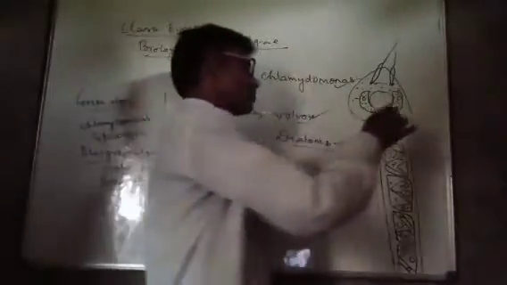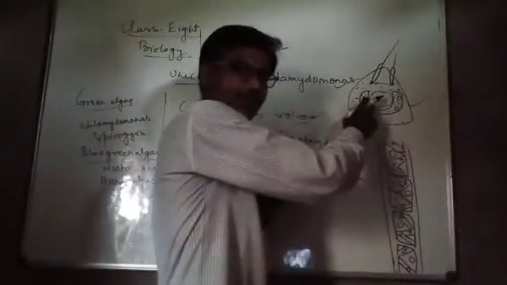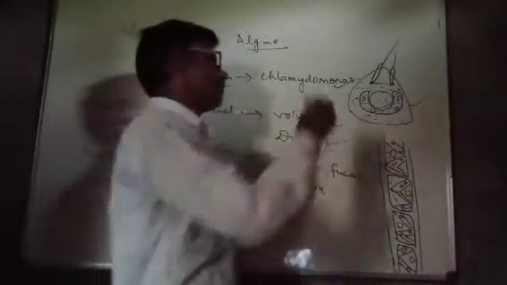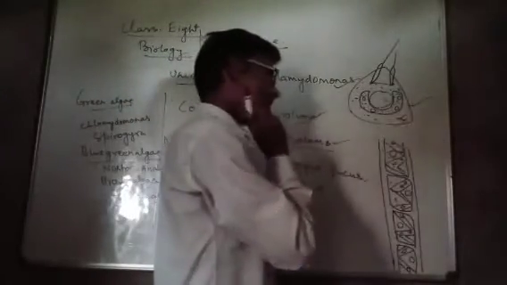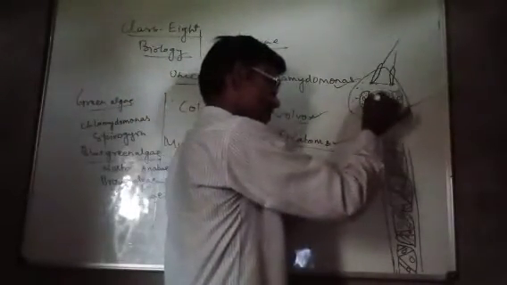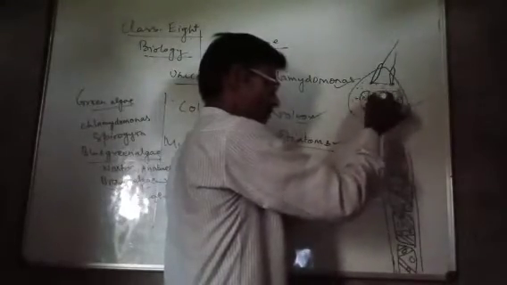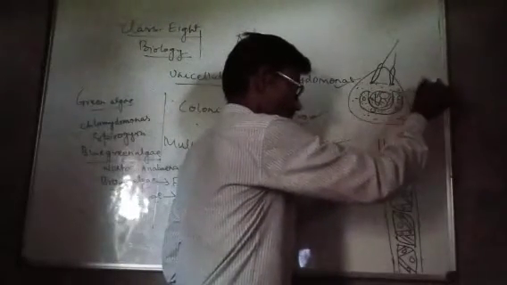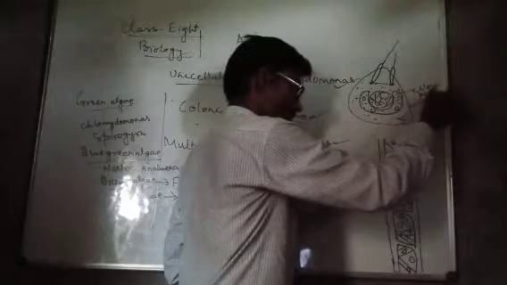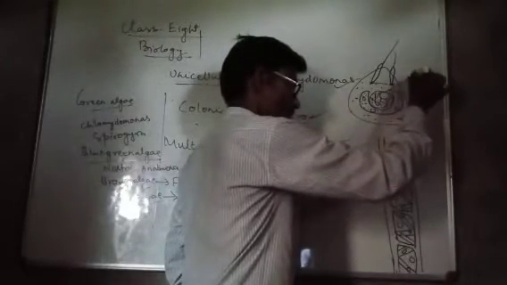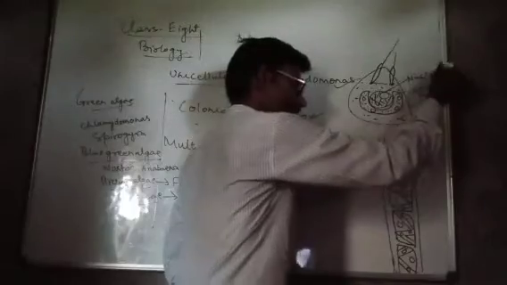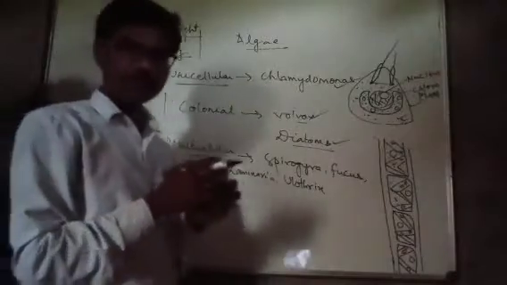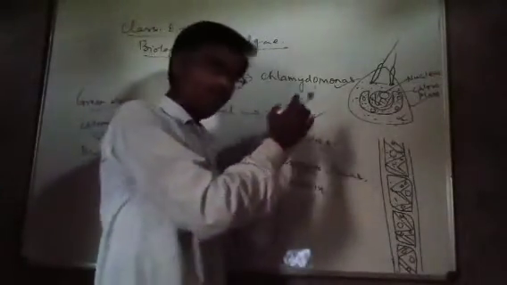Chlamydomonas is single celled. You see here, I have made a sketch of a Chlamydomonas diagram. It is a pear-shaped cell with a prominent nucleus at the center. This is the nucleus, containing genetic material, and there is a cup-shaped chloroplast. This is the chloroplast enclosing the nucleus. So a cup-shaped chloroplast is present in Chlamydomonas, enclosing the nucleus.